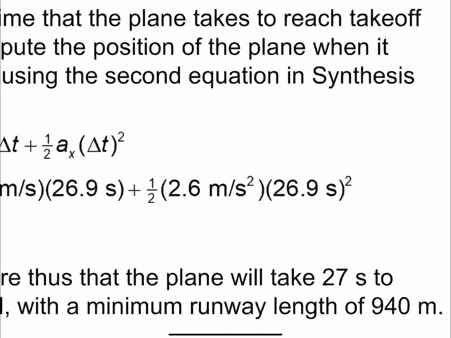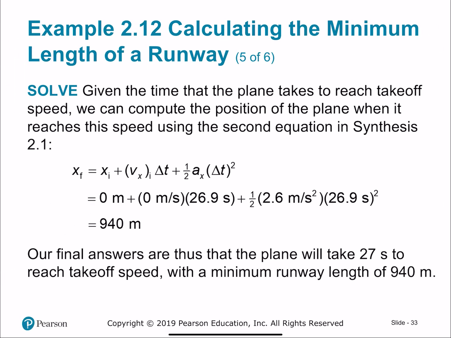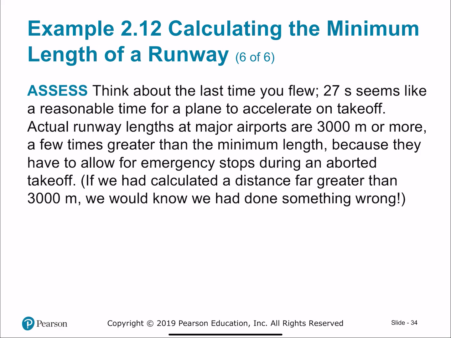Then we need to find the distance. To do that, we use this equation here. Final position equals initial position plus initial velocity times delta t plus 1/2 the acceleration times delta t squared. Initial position is 0. Initial velocity is 0. So all these are 0, and all you're left with is 1/2 times the acceleration and the time squared that you found before, and that gives you a runway length of 940 meters, or roughly 1 kilometer. So that's the minimum runway length that you need for the plane to take off.